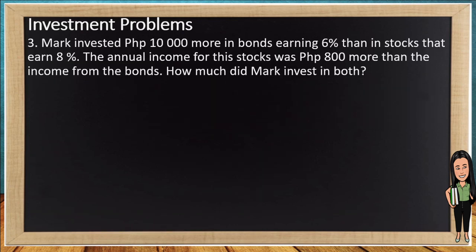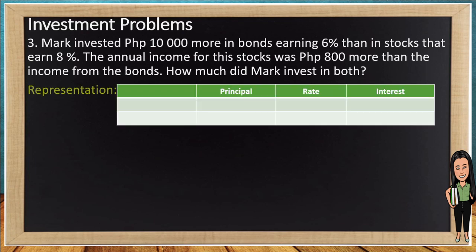Mark invested 10,000 pesos more in bonds, earning 6% than in stocks that earn 8%. Annual income is 800 more than the income from the bonds. Okay. How much did Mark invest in both? Gawa natin ng table. Ganun ulit. Principal amount, rate, interest. Yung una, bonds. O yung stocks. Sige, yung stocks pala kasi ang nakalagay ay 10,000 more in bonds than in stocks.